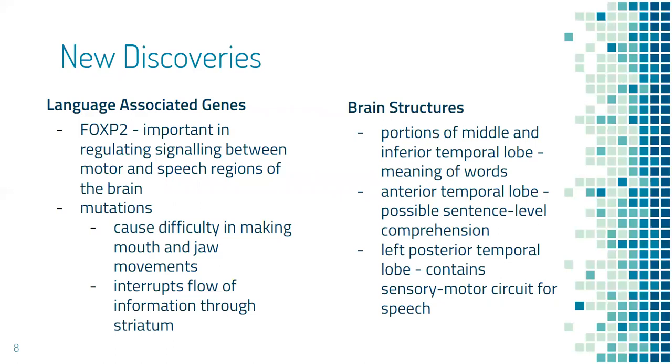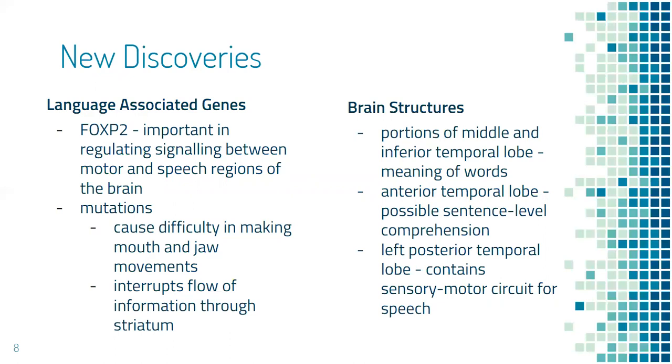Similarly, mutations in the FOXP2 gene can interrupt the flow of information through the striatum and cause speech defects. This gene is very important in regulating signaling between the motor and speech regions of the brain. Functional imaging studies have found additional brain structures involved in language processing.